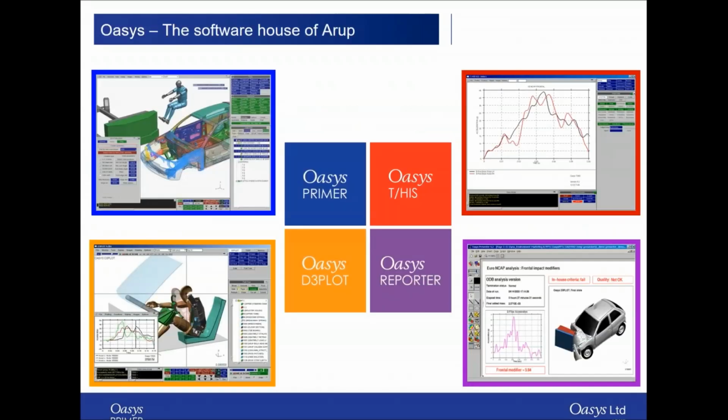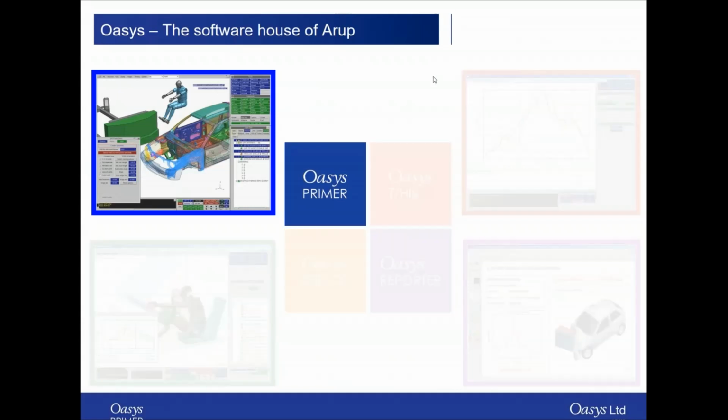Just a little bit about the software. So as well as supporting LS-DYNA, we produce the Oasys software, which is what you see on the screen here. So we have our preprocessor, which is PRIMER, which is a preprocessor designed for LS-DYNA. And then we have THIS, D3plot, and Reporter, which are our post-processing packages. So today I'm focusing on Oasys PRIMER.